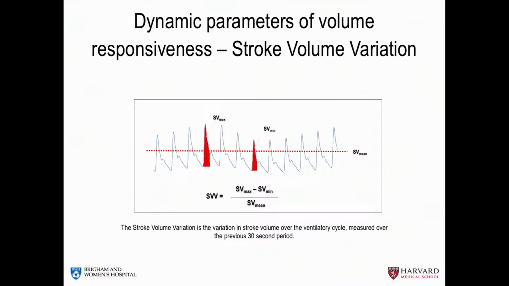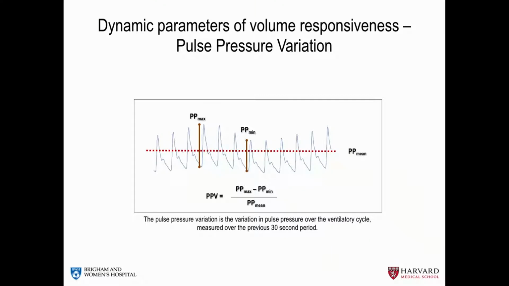And that degree of variability is reflective of volume status, so that as you start to volume resuscitate a patient, you should see less and less difference between stroke volume max and stroke volume min, and thus a decrease in the stroke volume variability. The same thing can happen with pulse pressure variation. We can do this off the arterial line. We can also do it off the pulmonary artery catheter, where you can measure the pulse pressure maximum difference versus the pulse pressure minimum difference, and again calculating pulse pressure variability in the same way of maximum minus the minimum divided by the mean.